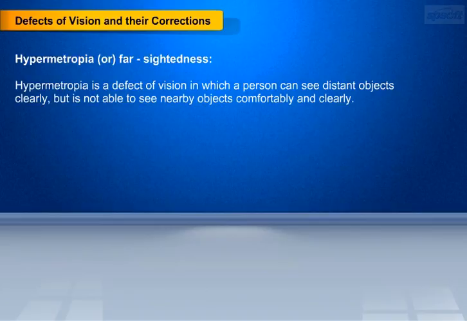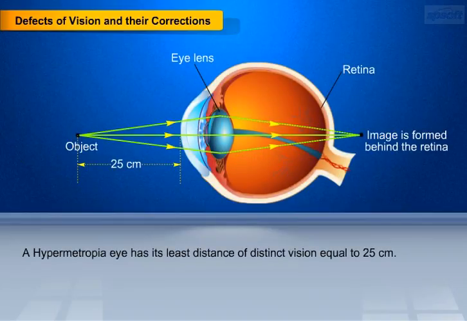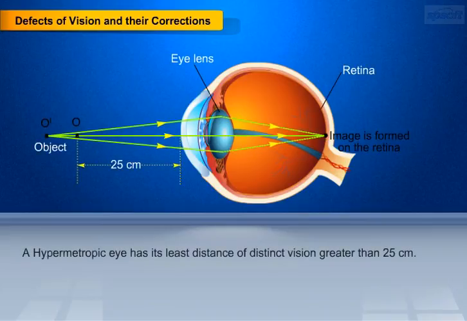Hypermetropia, or farsightedness. Hypermetropia is a defect of vision, in which a person can see distant objects clearly, but is not able to see nearby objects comfortably and clearly. It is caused due to reduction in the curvature of the lens, or decrease in the length of the eyeball. A normal eye has its least distance of distinct vision equal to 25 centimeters. A hypermetropic eye has its least distance of distinct vision greater than 25 centimeters. Here the eye is able to see only the objects which are located at greater than 25 centimeter distance.